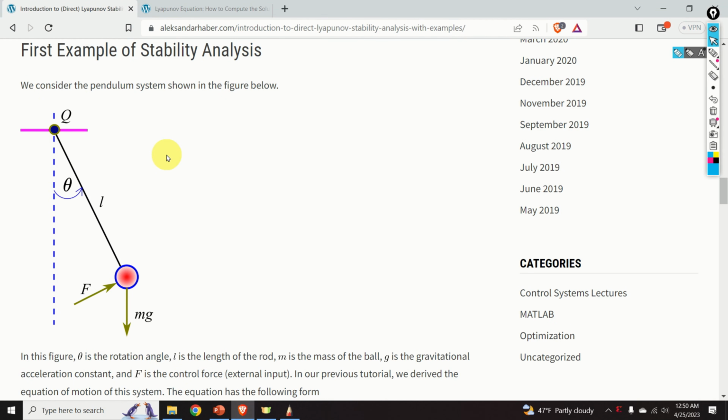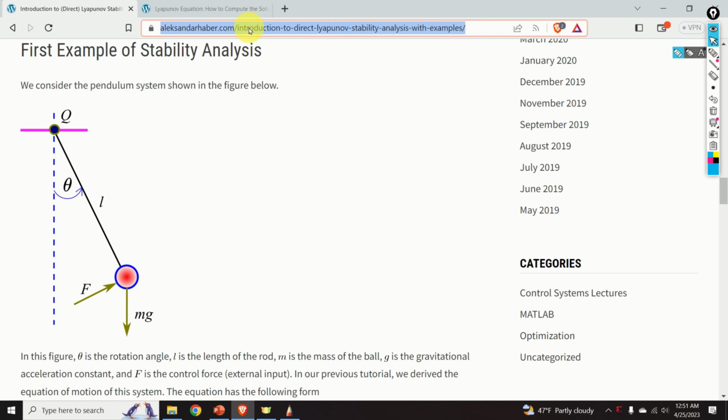Next, let us analyze the stability of a more complex system. We consider a pendulum system shown in this figure. Theta is the rotational angle, L is the length of the rod. We assume that the rod doesn't have mass and it's rigid. M is the mass of the ball, G is the gravitational acceleration constant, and F is the external force, and this is the external input.